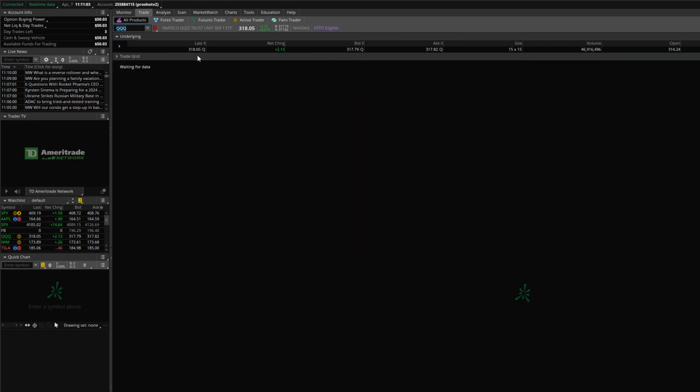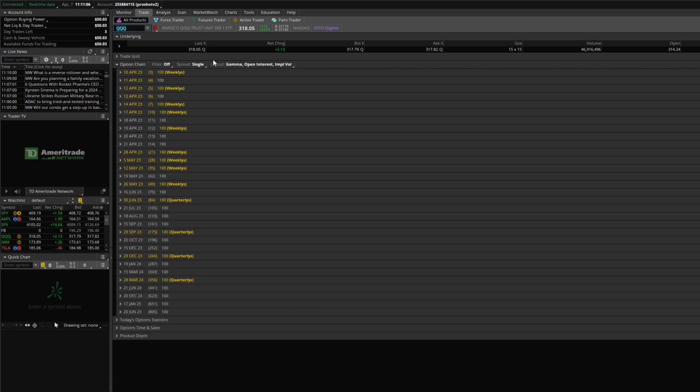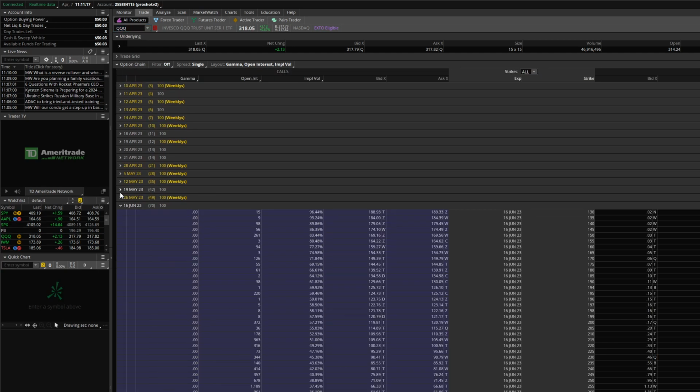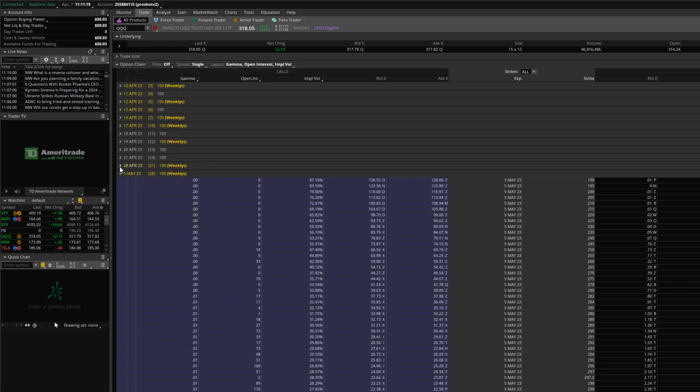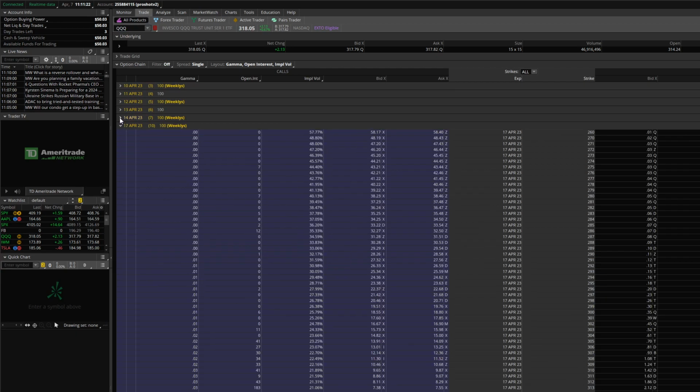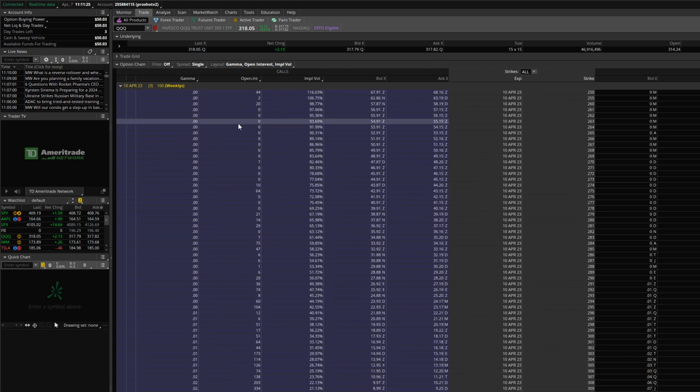And what you're going to want to do here with your TOS is start at the quarterlies, which in this case I believe are June. Yeah, so starting like June 16th, you're going to want to expand all of these different weeklies and dailies and whatnot. And then once they're all expanded, make sure that the columns you have are gamma and open interest, and then implied volatility if you want it, or something else. It doesn't matter. Gamma and open interest are part of the main calculation, so you have to have those on.